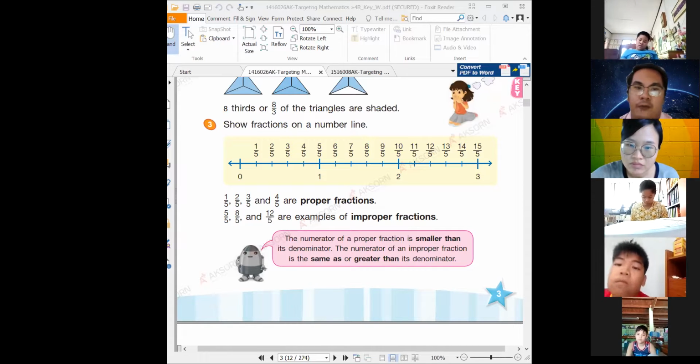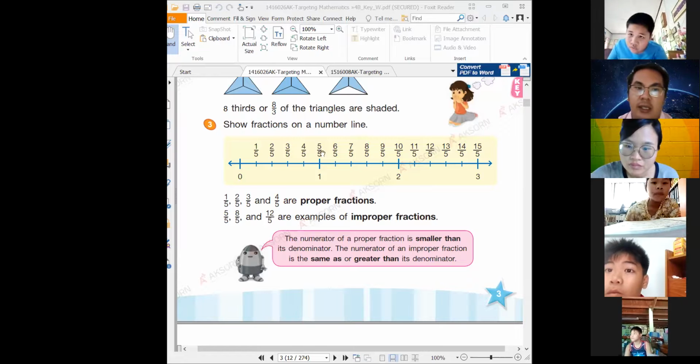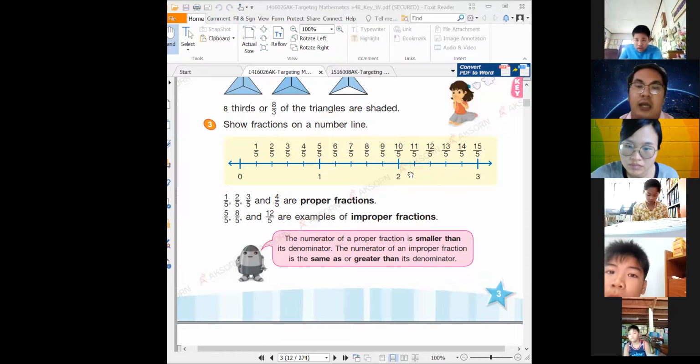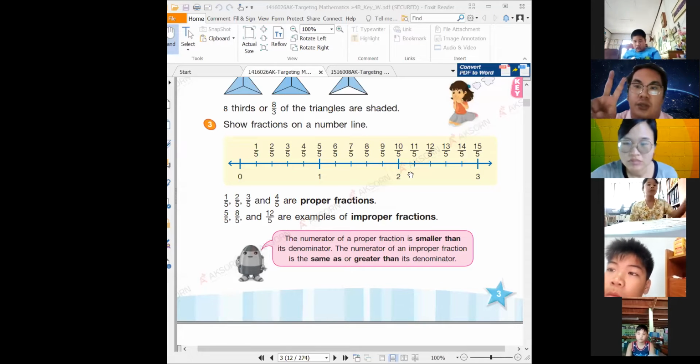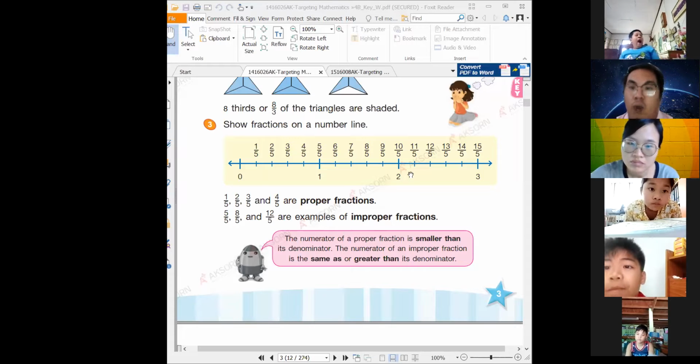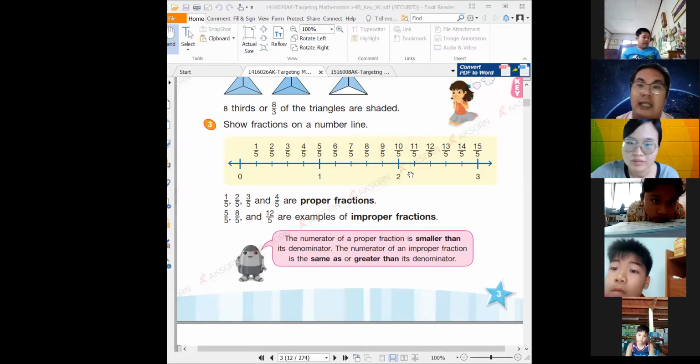How about improper fractions? They are more than 1. So 6/5, 7/5, 8/5, 9/5, 10/5. 10 divided by 5 is 2. So that is more than 1, and you call these improper fractions.